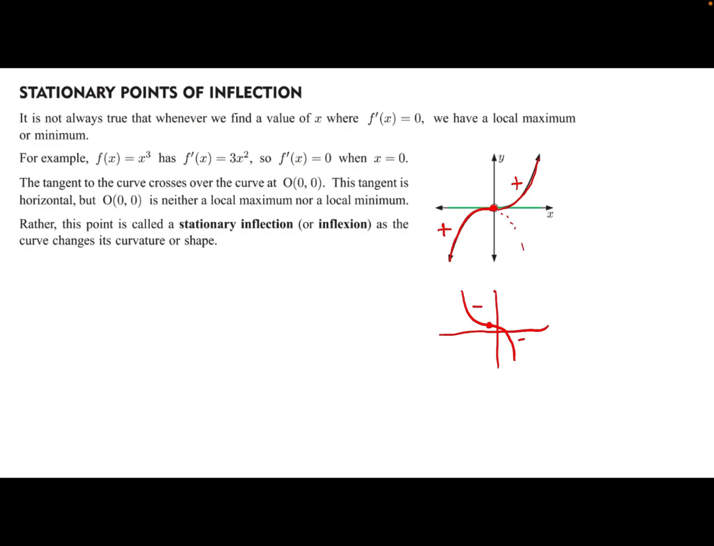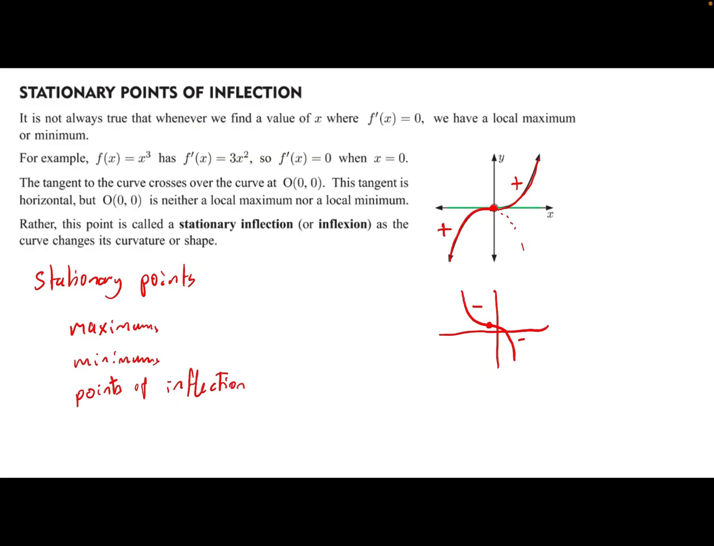So all of these are called stationary points. Stationary points, right? Very, very important language. And these are points at which the gradient is equal to 0. So we've got local maximums, local minimums, and points of inflection.